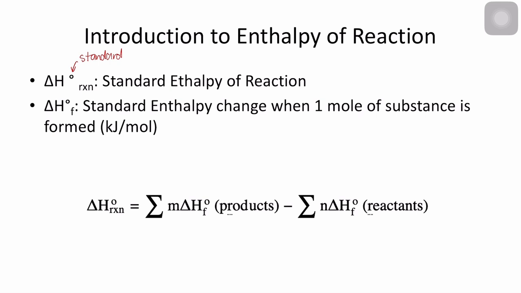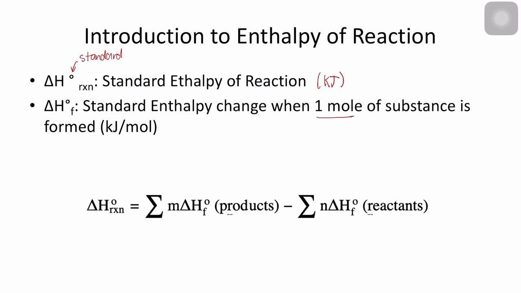So the unit for the standard enthalpy of reaction or standard heat of reaction would be in kilojoules. The standard heat of formation will be in kilojoule per mole because it pertains to the amount of energy or enthalpy change when 1 mole of a substance is formed. That's why it's called the standard enthalpy of formation. And how they are related is using this formula.